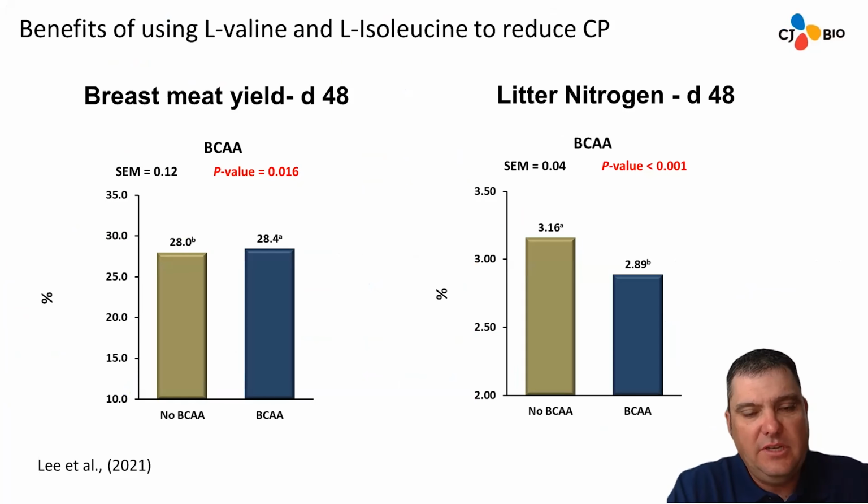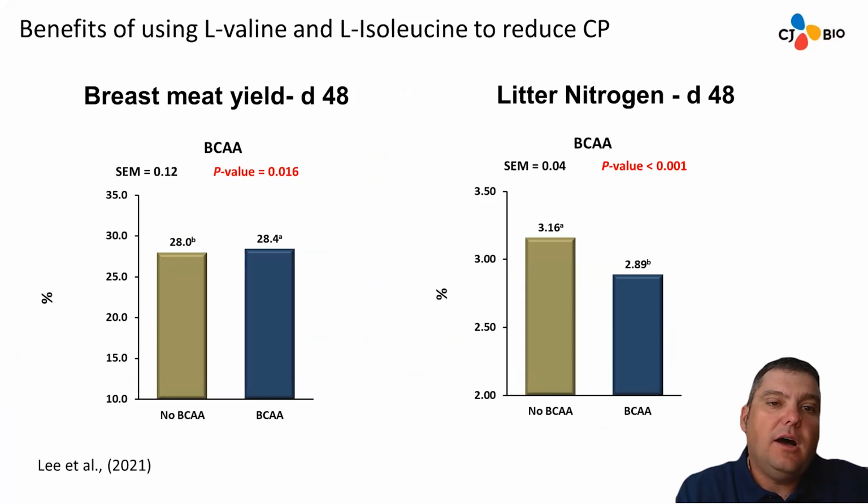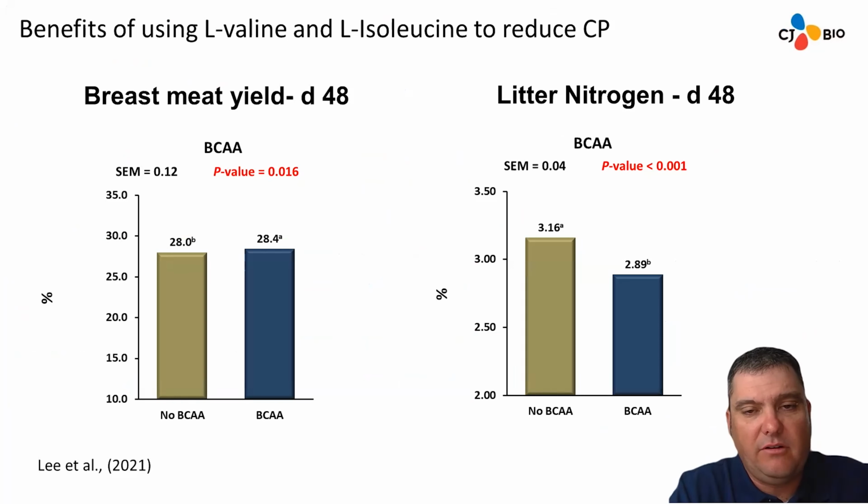This was a study that was conducted in the U.S. and published in 2021 with CJ ANH and the University of Arkansas, Dr. Sam Rocho's lab, where we formulated a diet similar to the previous study that we mentioned. We took a slightly different approach. We allowed the control feed to have methionine, lysine, and threonine, and the treatment diet contained L-valine and L-isoleucine to allow for a crude protein reduction of approximately 2% between the control and the treatment diet.